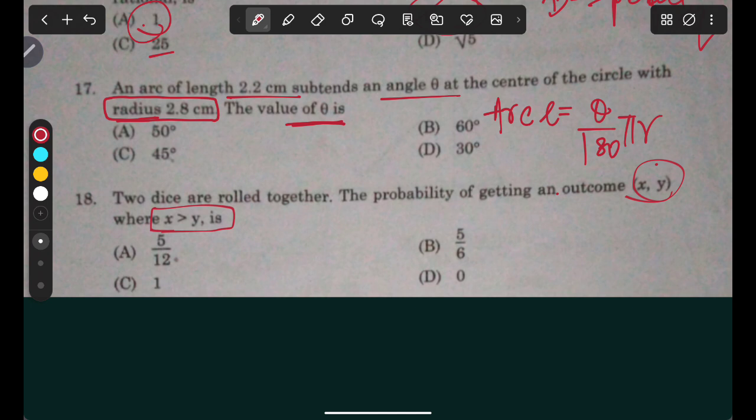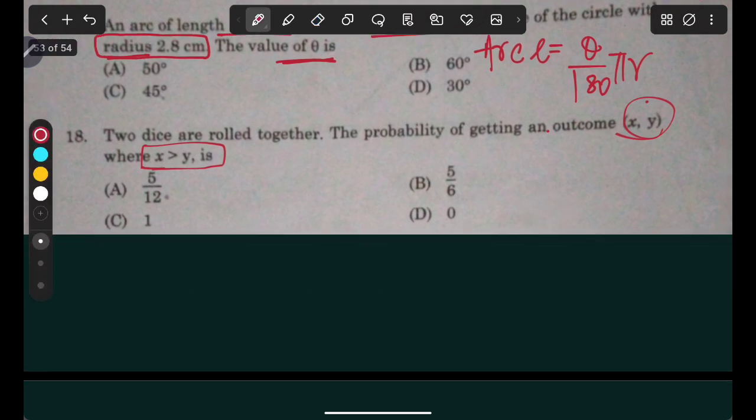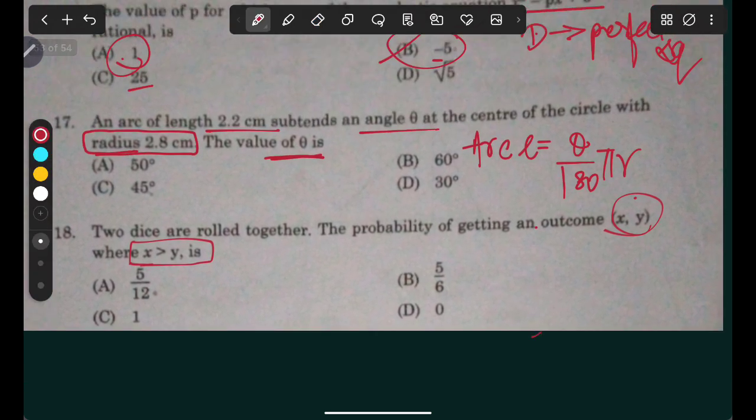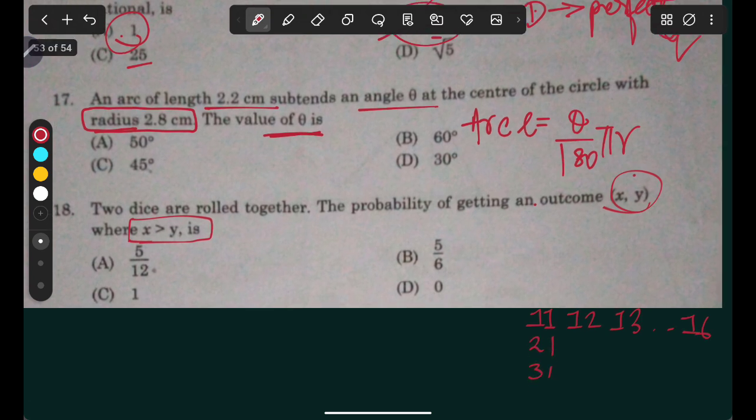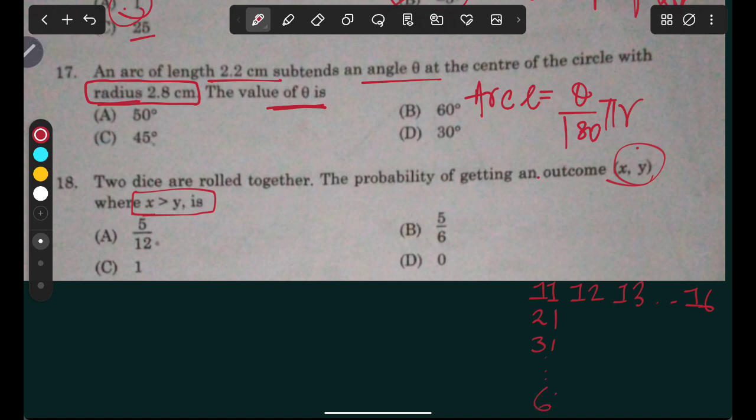The outcomes are going to be wide ranging, like let's say I'm writing here 1 comma 1, 1 comma 2, 1 comma 3, like that, 1 comma 6, 2 comma 1, 3 comma 1, like that, 6 comma 1.